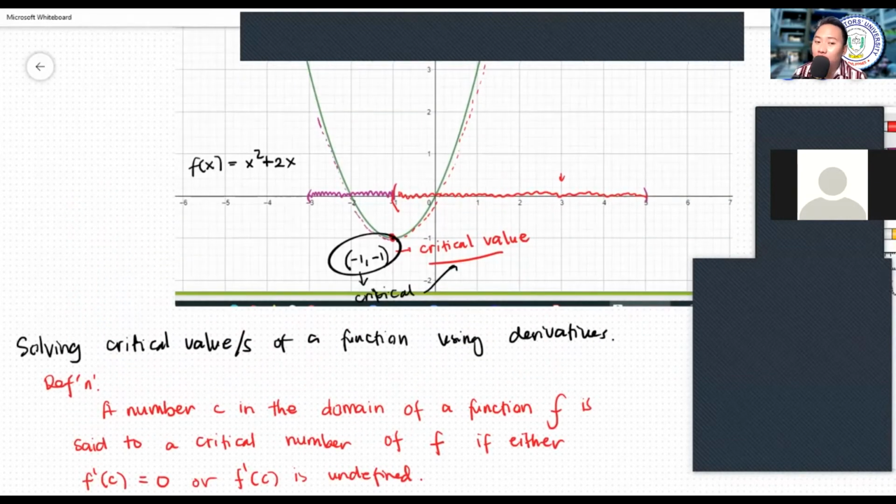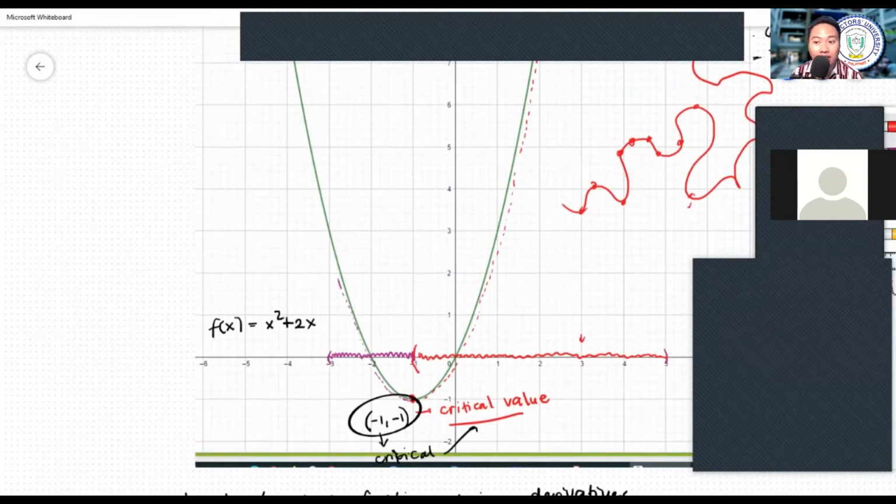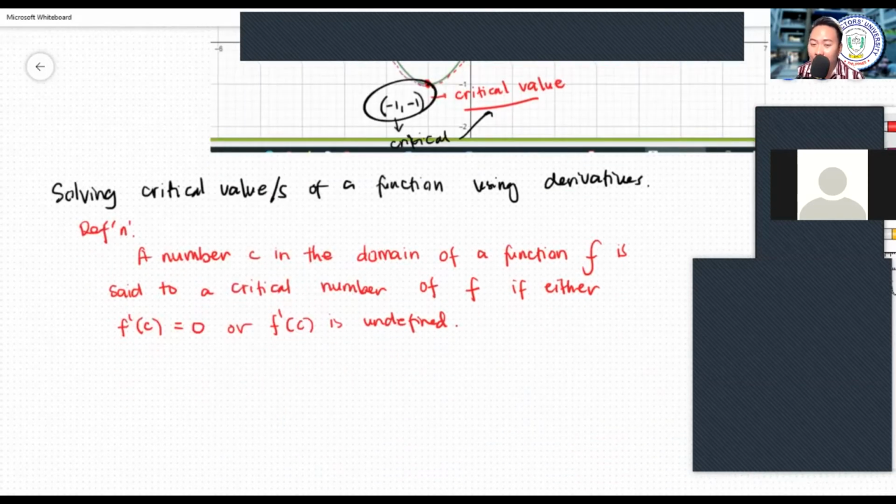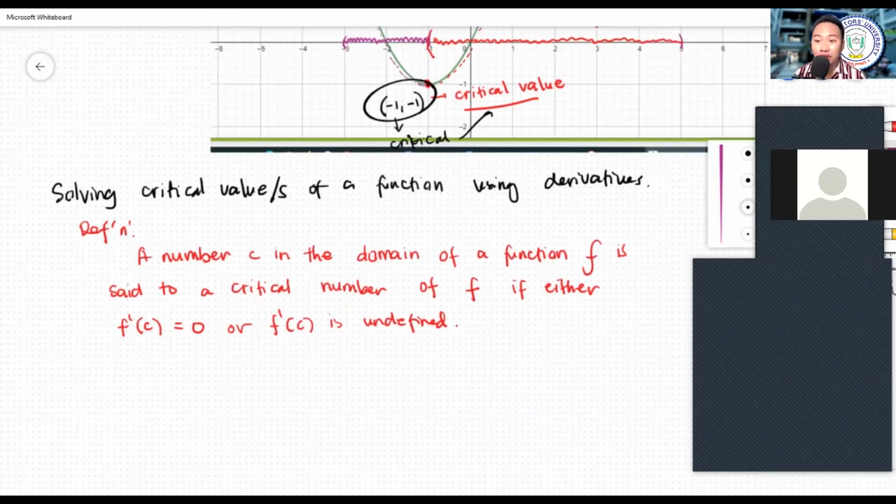Now, had we, for example, not had the graph of the function, I hadn't shown you the graph of the function. And then for the same function here, can you solve the critical value? It's very easy, guys, with the help of this definition that I showed you. A number C in the domain of a function f is said to be a critical number of the function if either the first derivative using that c is equal to 0 or the first derivative using that c is undefined. So if I'm going to use the same function f of x equals x squared plus 2x, I'm going to solve first the first derivative.